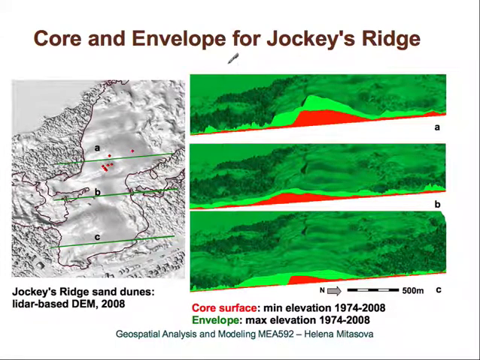Here is another example of core and envelope. This is for a large dune, so the core is really big in this area, and you can see that in the area where Jockey's Ridge was really high, the dynamic layer is also very high, and this represents the change over quite a long time period starting in 1974. Also, the central area is rather stable.